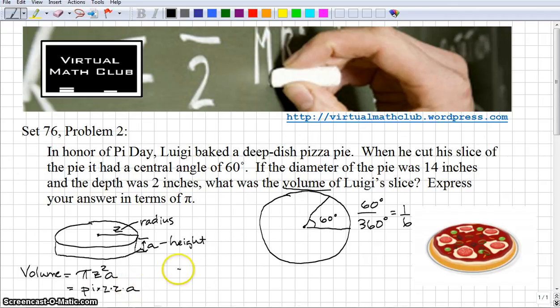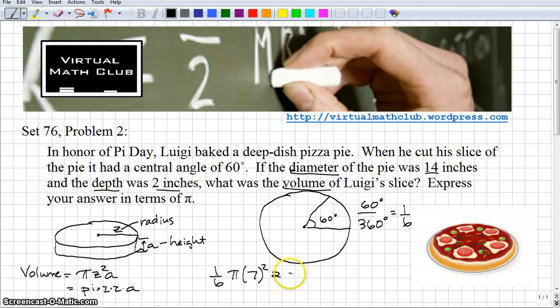Anyway, we only want 1/6 of the volume, right? Because he only took 1/6 of the pizza. So Luigi's slice is going to be 1/6 of the whole volume of the pizza. And that's going to be pi times the radius squared. The diameter is 14 inches, so that means the radius is 7 inches. So radius squared times the height. We're given that the height, in this case it was called the depth, but it's the height of the pizza, is 2 inches. So there we go.